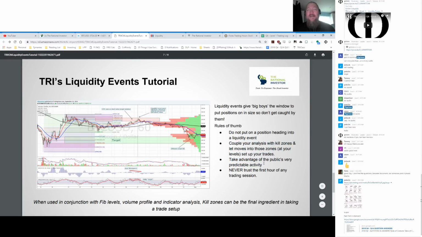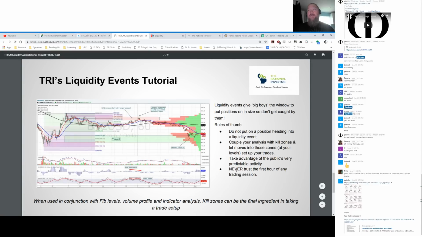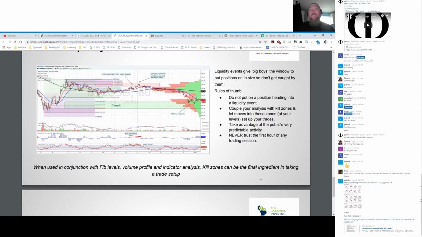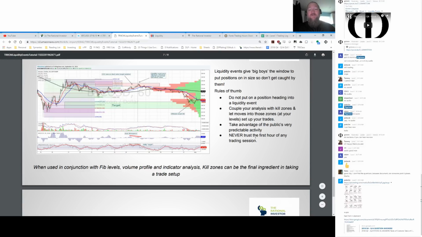But we don't want to set up that trade based on the information leading into that event, and we specifically want to take advantage of that. And never ever trust the first hour of any trading session. This includes the first hour after a big fundamental event. The first hour after news events come out is equally very suspect. Right after an earnings report, you'll see the value of that asset move around quite a bit, and you can't trust that first hour. And especially you can't trust the first hour of session openings.